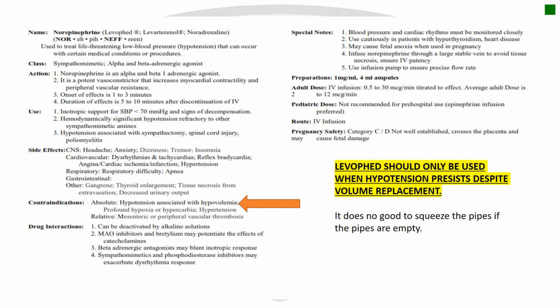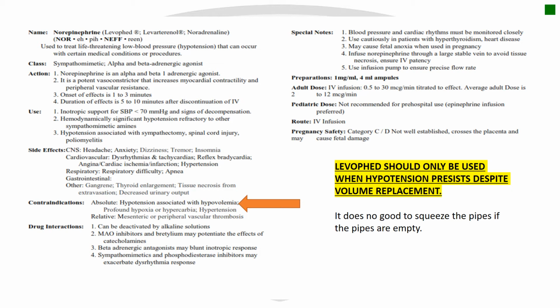So here we have our drug card for Levophed, or norepinephrine. Levophed is an alpha and beta adrenergic agonist. Basically, it's going to increase our inotropy and our chronotropy of our heart. It's used for inotropic support for blood pressures less than 70 with signs of decompensation. It's preferred in cases of sepsis with profound hypotension.